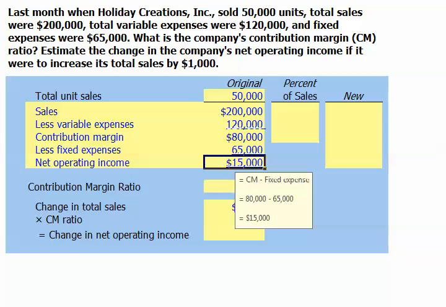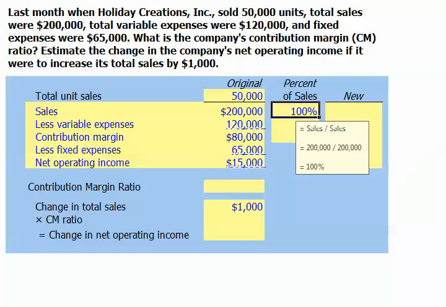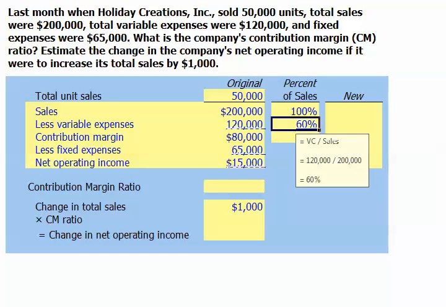Next, let's convert or present our income statement items as a percentage of sales. We'll take each item at the top of our income statement and divide it by sales. Sales divided by sales, or 200,000 divided by 200,000, is 100%. Our variable expenses as a percentage of sales is our $120,000 divided by $200,000 in sales, or 60%.